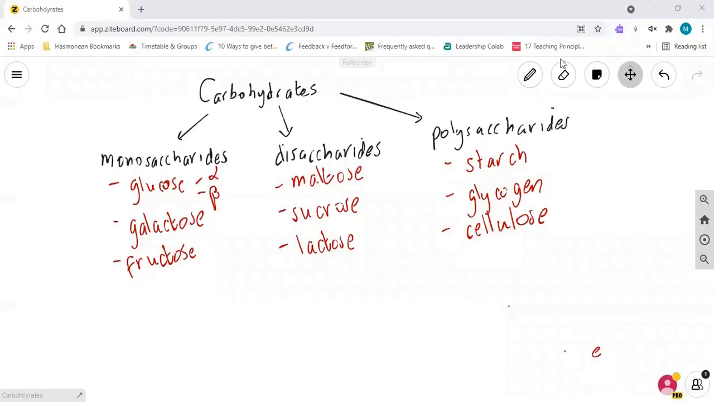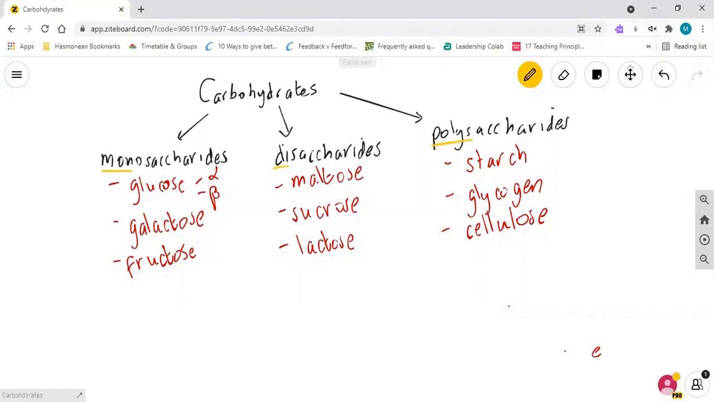So we're going to look at carbohydrates today in this video. There are three types of carbohydrates we need to look at. Our monosaccharides, mono meaning one, so the single unit, the monomer. Our disaccharides, which means two monomers joined together, and polysaccharides, which means many monosaccharides joined. The monosaccharides we're going to look at are glucose, both alpha and beta, galactose and fructose.